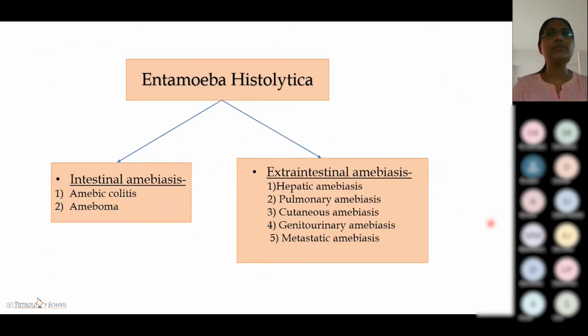So first, Entamoeba histolytica. Entamoeba histolytica causes intestinal amoebiasis and extraintestinal amoebiasis. Intestinal amoebiasis manifests as amoebic colitis and amoeboma, whereas in extraintestinal amoebiasis, amoebae infect other organs, so they are named as hepatic, pulmonary, cutaneous, genitourinary, and metastatic amoebiasis.